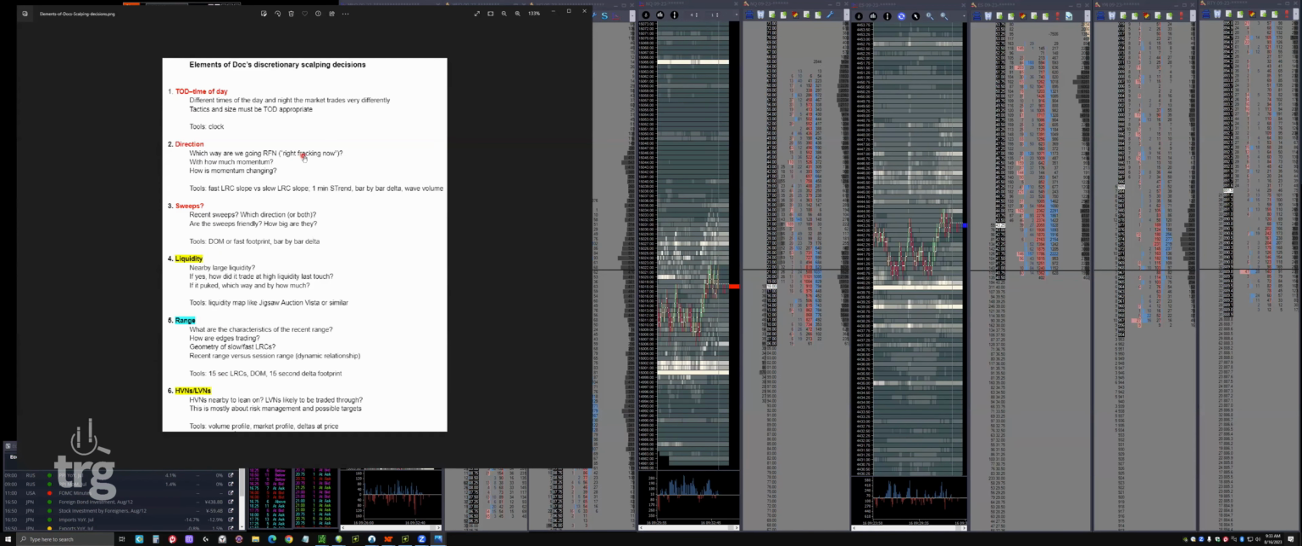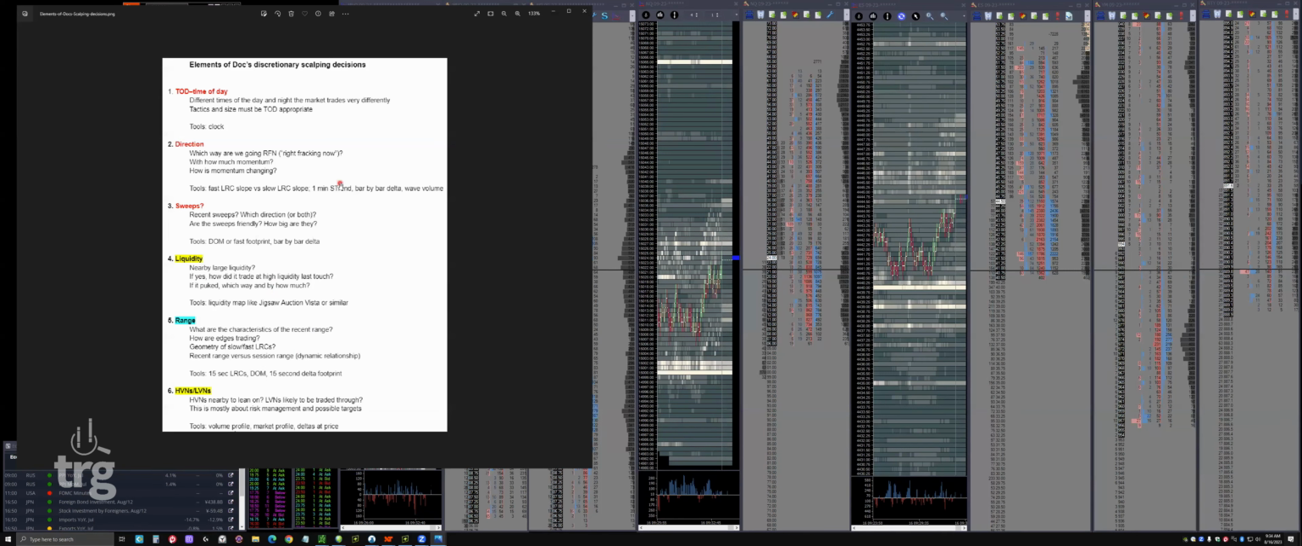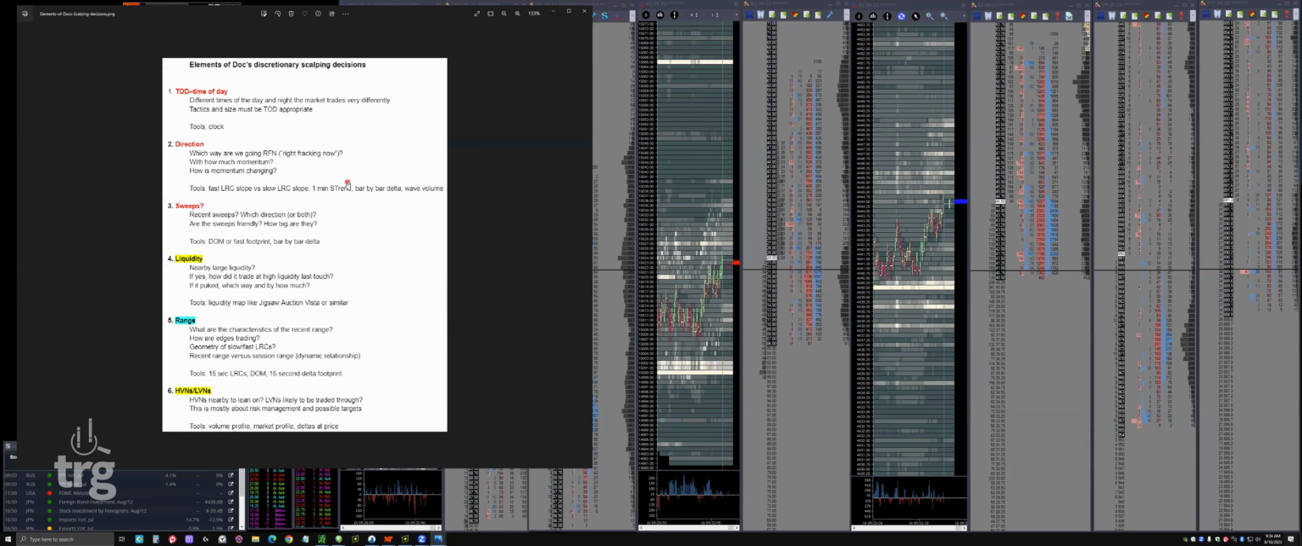Which way are we going right now? With how much momentum, and how is the momentum changing? So, for example, if I'm buying the low of a range, then I want to see a lot of momentum down to there. And then when it gets there, I want to see it trade into the liquidity. I want to see the liquidity trade, and I want to see it at that point start to go the other way. Then I know that the thing that I'm doing, buying that low, is the right idea.